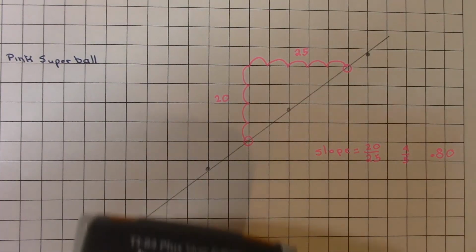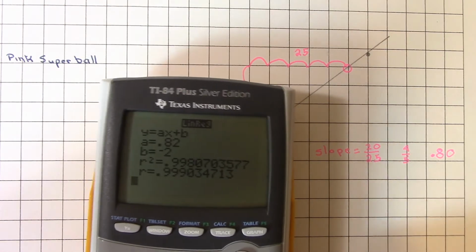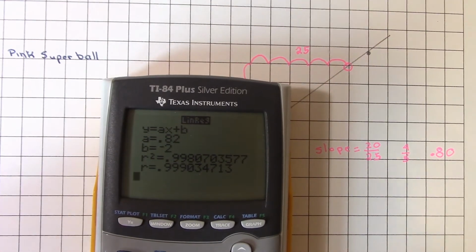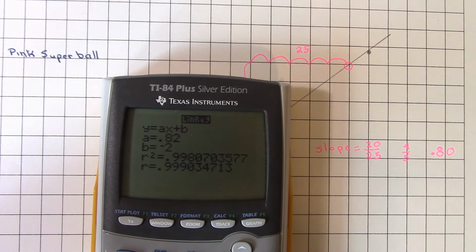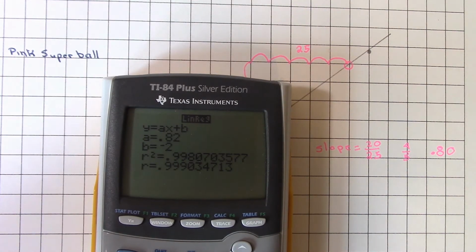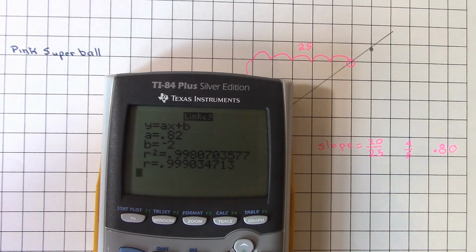And here on the calculator, I came up with the value for A, which is the slope of the line, is 0.82, and my value for B is -2. So the -2 for B is considerably larger than it was on the other 2 graphs. And that means I'm off by 2 centimeters.